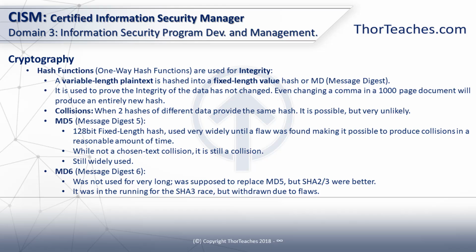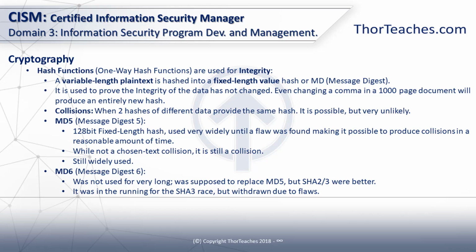In hashing, we talk about collisions. A collision is when the hash of two different sets of data, two sets of plaintext, provide the same hash. It is possible, but it's very, very unlikely. For many years, MD5 or Message Digest 5 was the hashing tool of choice. It produced a 128-bit fixed-length hash that was very widely used until someone found a flaw in it.